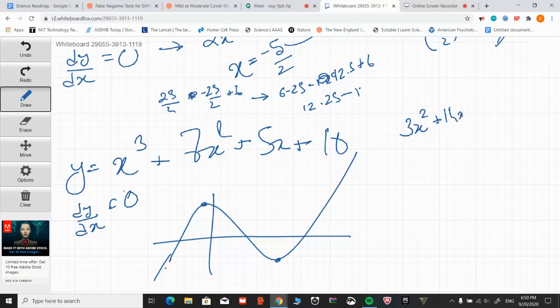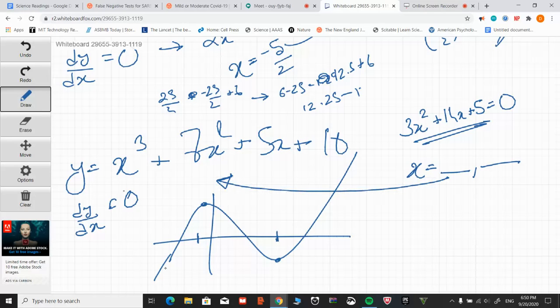3x squared plus 14x plus 5 is equals to 0. Put this in your calculator or use middle term or any method you want. You will find two values of x. একটা এটার ভ্যালু আসবে, একটা এটার ভ্যালু আসবে. তারপরে ওই x টা মেইন ইকুয়েশনে একবার বসায় দিলে ওইটার y কোঅর্ডিনেট পাবা, এই x টা মেইন ইকুয়েশনে বসায় দিলে you'll find this y coordinate, and thereby finding the pair of turning points that this graph has.